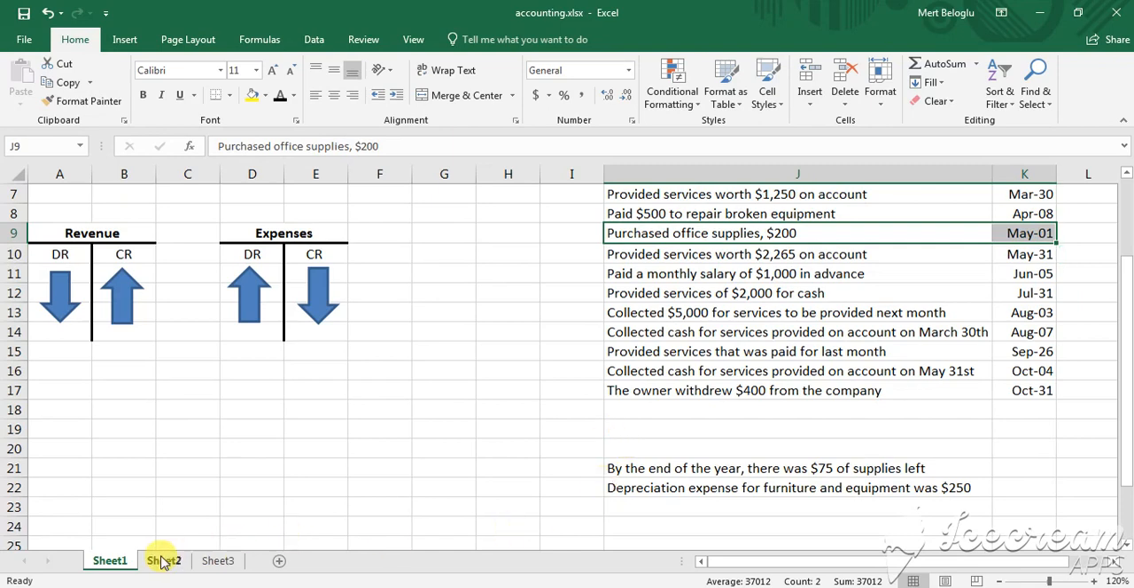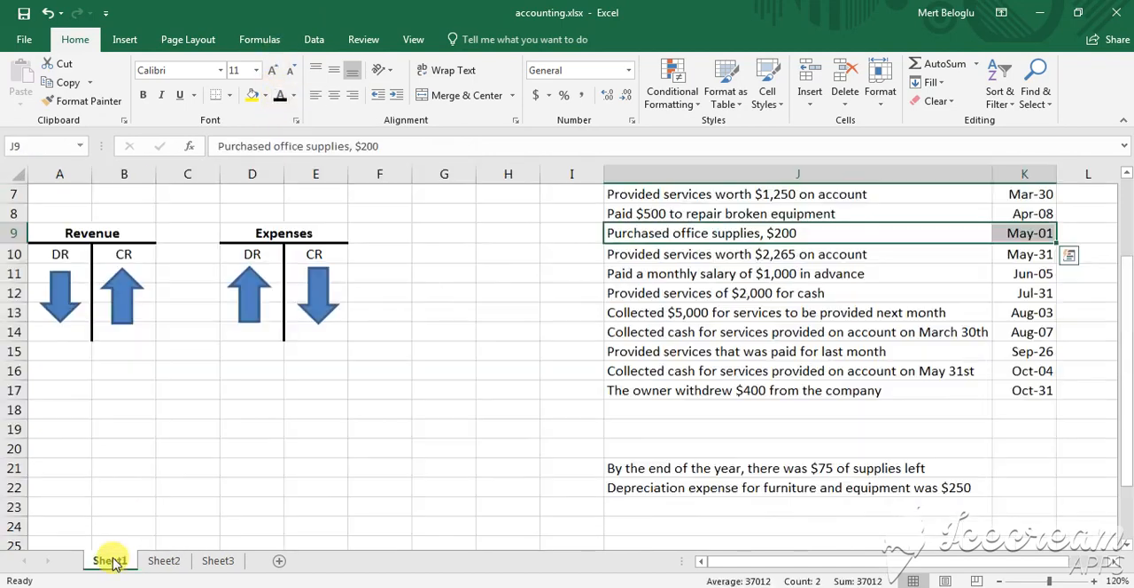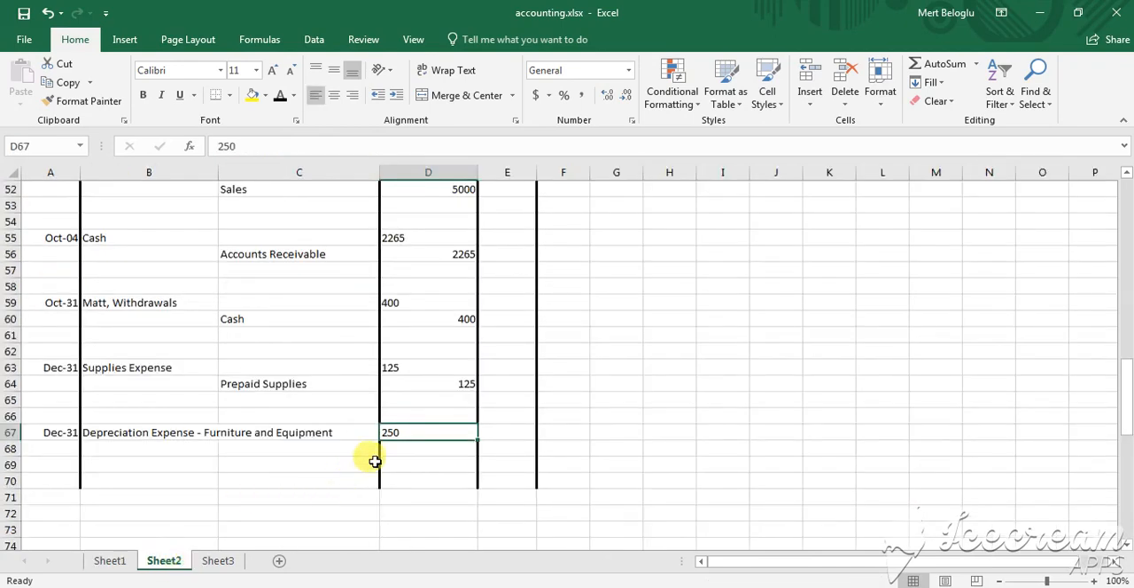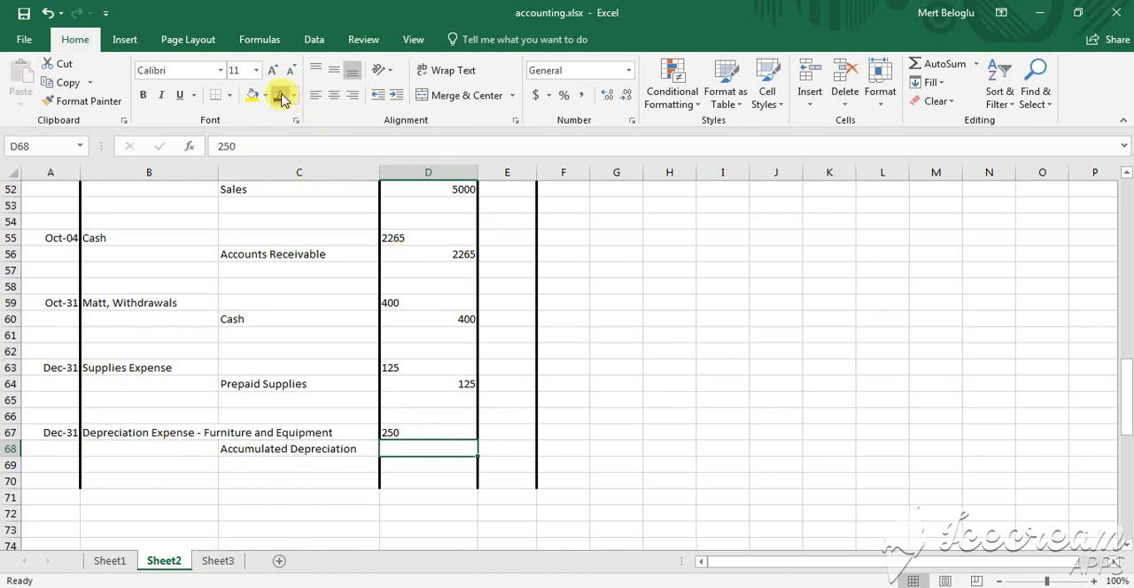And let's go back to our general journal. The first thing we have to do is debit depreciation expense, furniture and equipment by $250, and credit goes to a contra account against the capital asset, which is furniture and equipment, called accumulated depreciation by $250.